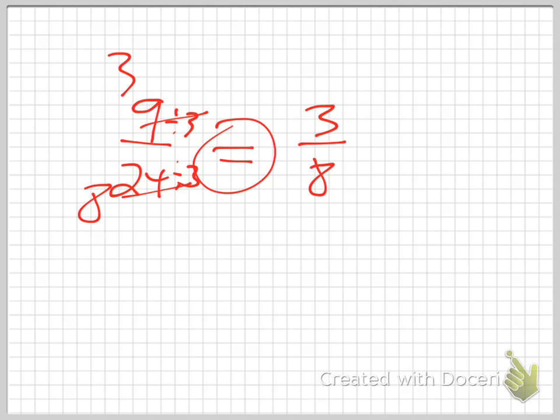If they are equal, what will be true? They will reduce to the same fraction, right? If they're equal, they will reduce to the same fraction. Indeed, that's right.